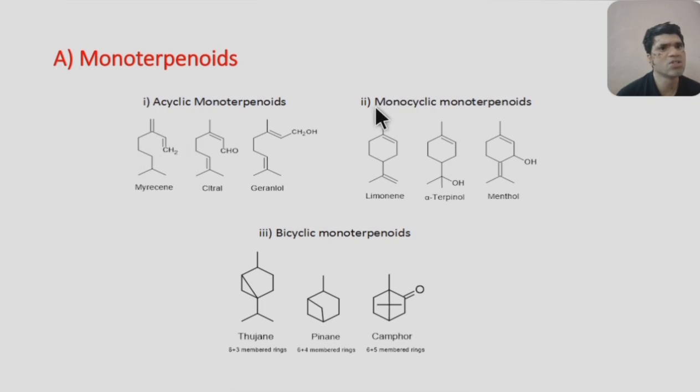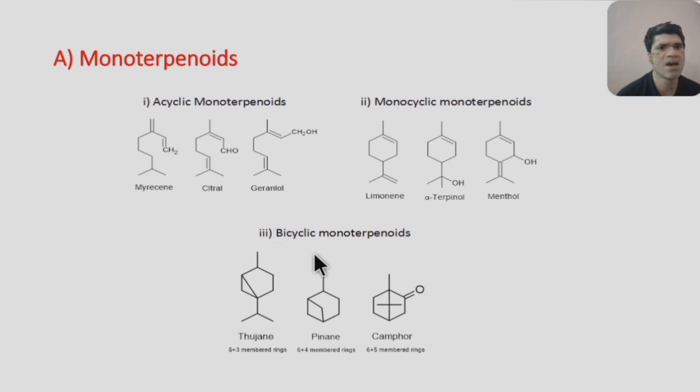And the next one is monocyclic monoterpenoid. Mono means 1 ring will be there here. So 2 isoprene units with 1 ring. Examples are limonene, alpha-terpineol, menthol. Limonene is the compound which is found in the lemon peel. That is, the juice which is present in the peel of the citrus fruit, that is limonene. Okay, limonene. Similarly, the third one is bicyclic monoterpenoid.